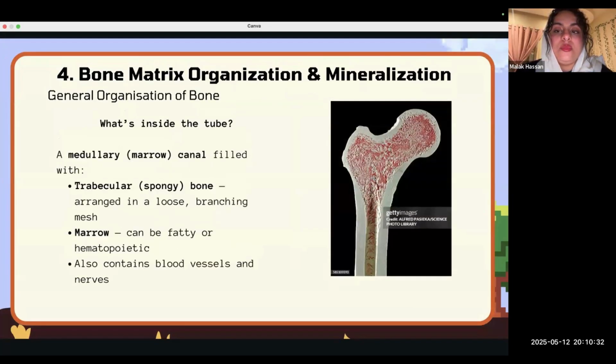Now, what's inside of the tube? So we said that the outside is cortical bone. The inside of the tube, there are three things. There is trabecular bone, which you can see here, or spongy bone. It looks like a sponge. There is marrow between the trabecula, between the spongy bone, and there's also blood vessels and nerves, okay? And the marrow can be either fatty or hematopoietic. So it can be red marrow or yellow marrow, which is usually found here.